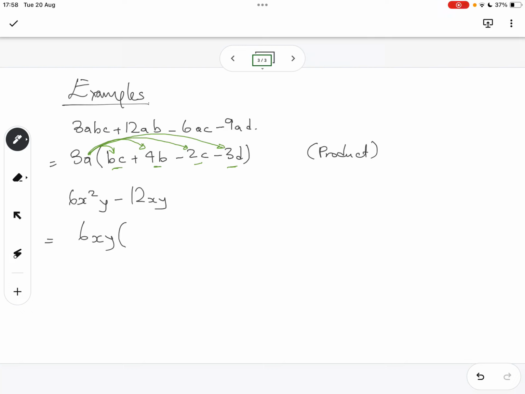12xy. Nope, that's not correct. Because if we're left with xy, when we multiply back, we're going to get x squared y squared, which we don't have in the original expression. We do have x squared y, but not x squared y squared. So if we take out 6xy from here, what are we left with? 1. No.